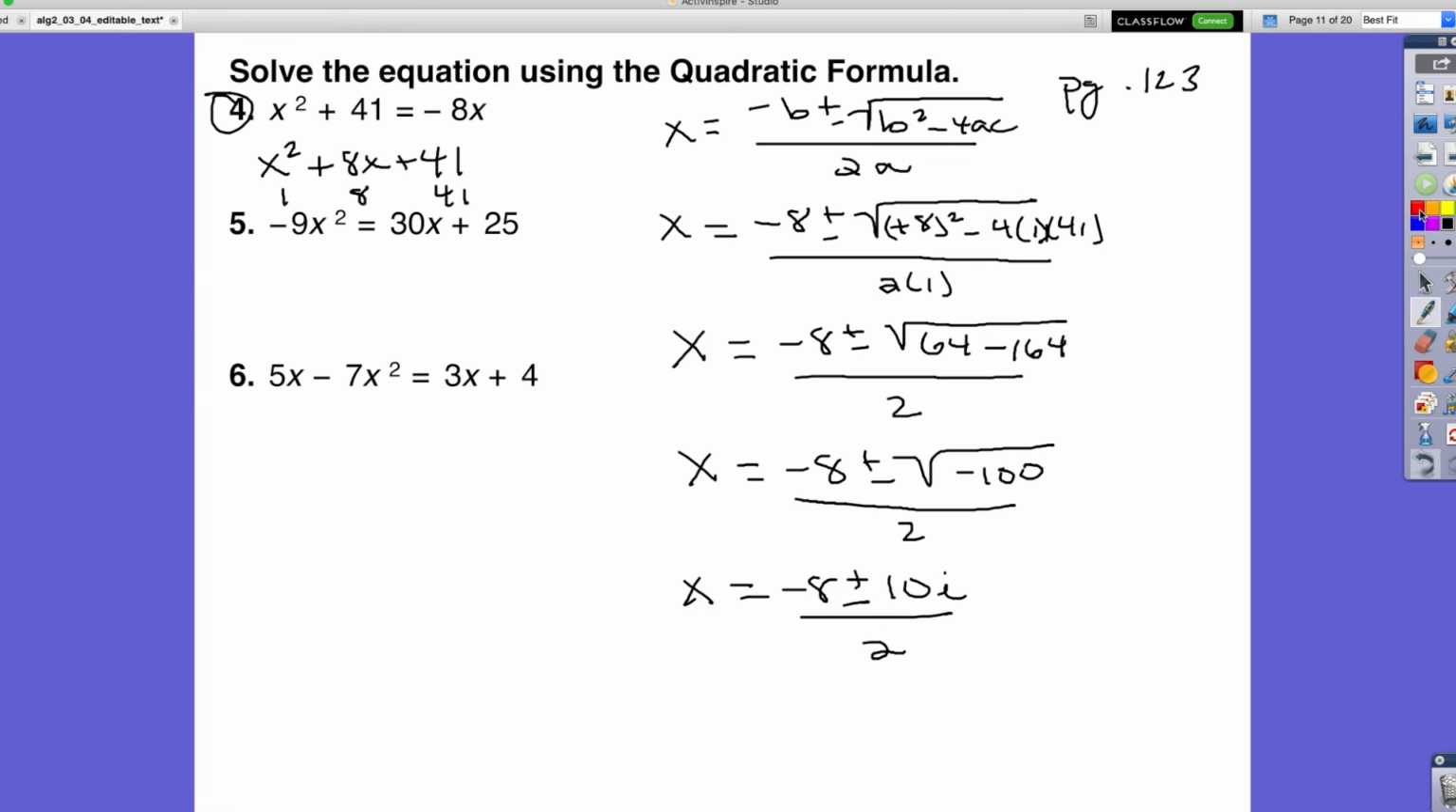And the last part of this is to check to see if I have triangular reduction, which I do, because all my real parts here can be reduced by 2. And the answer is going to be -4 plus or minus 5i. There's my imaginary roots. So go ahead and pause this. Try number 5 and 6 on your own, and we'll go over it in class.